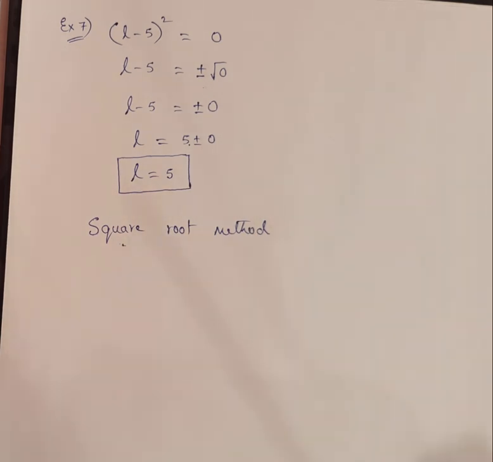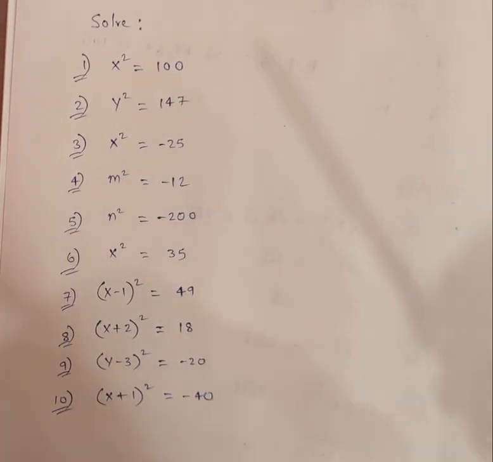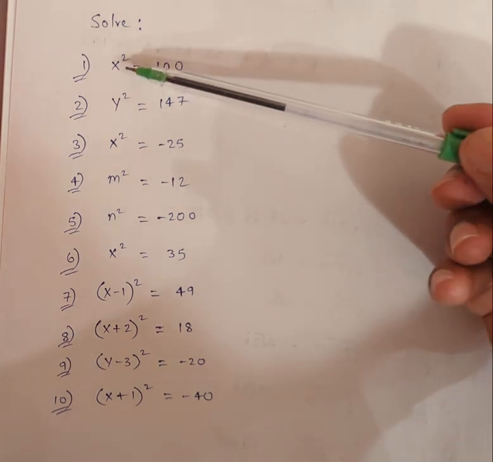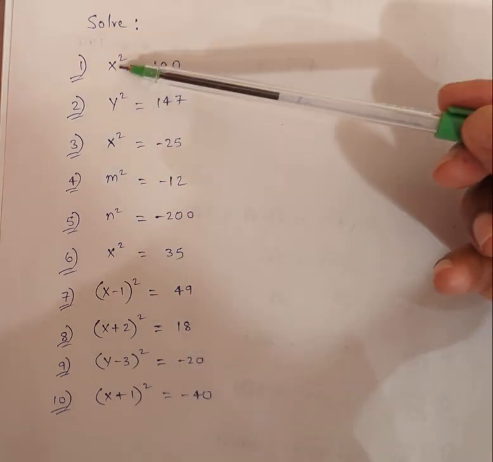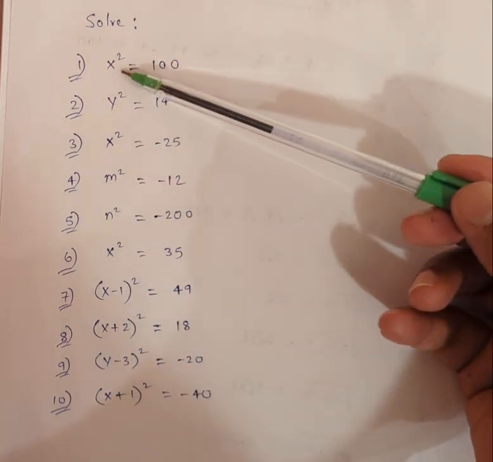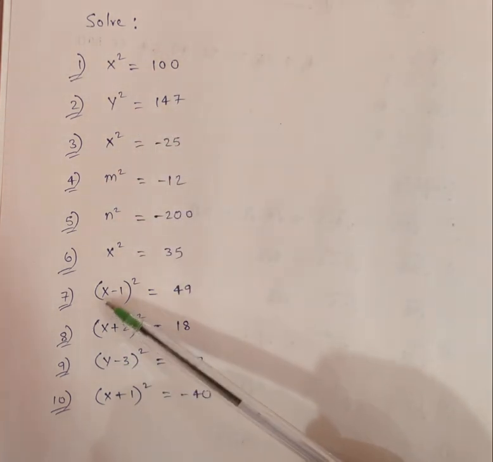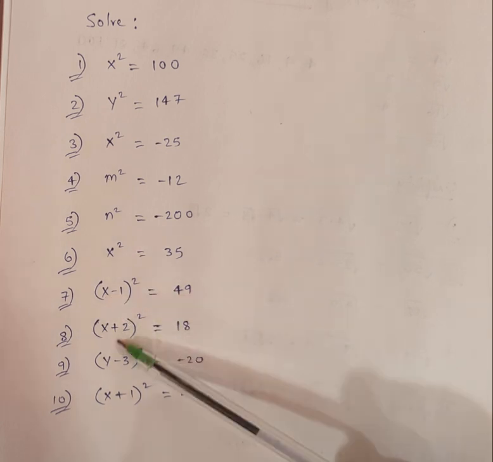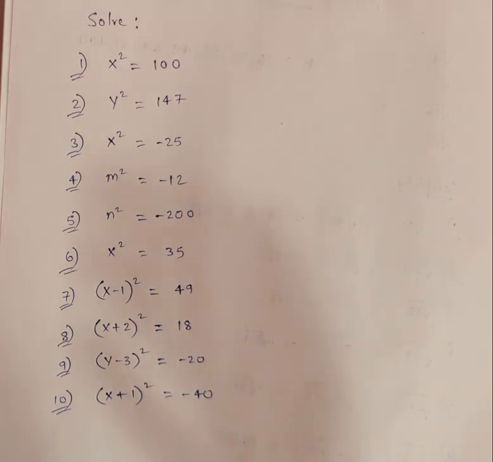And you can use the square root method in problems like these, the ones that we already did, and also in all these practice problems. Notice, on one side of this equation, on the left side, I have just x square, y square, x square, m square, n square, x square, or some quantity squared. So this is telling me I can take square root on both sides. So I could use the square root method to solve this quadratic equation.